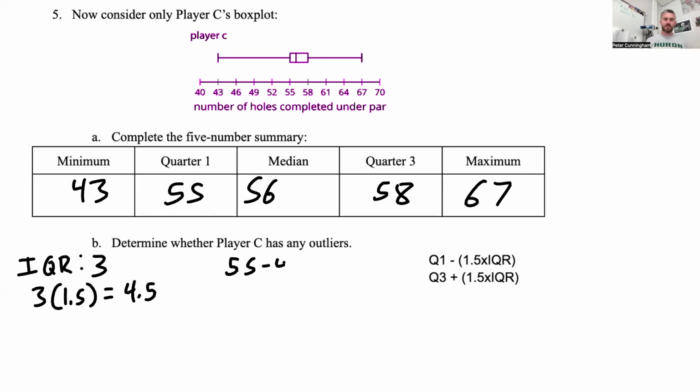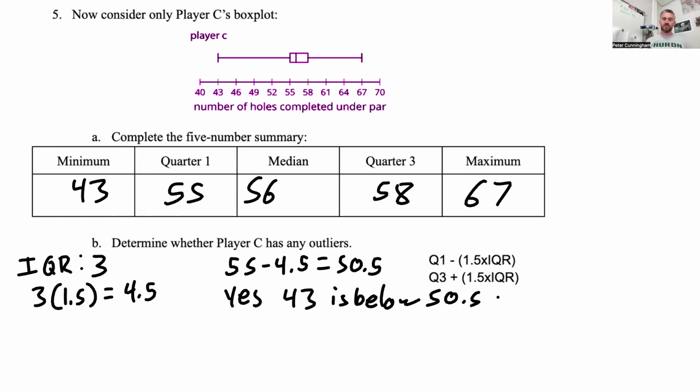All right, let's find a low outlier. 55 minus 4.5 is 50.5. Well, our minimum is 43. So do we have any low outliers? Yes. Because 43, our minimum, is below 50.5. So we have a low outlier.